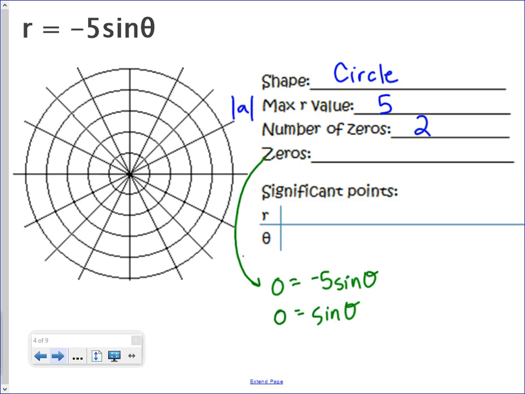If it's a sine circle, it's just going to be when is sine theta equal to 0. If it's a cosine circle, it's going to be when is cosine theta equal to 0. That's really what I need. And now we need the number of thetas that matches the number of zeros I set up here. So I need 2 theta values that give me 0 for sine of theta. So where would my zeros be?